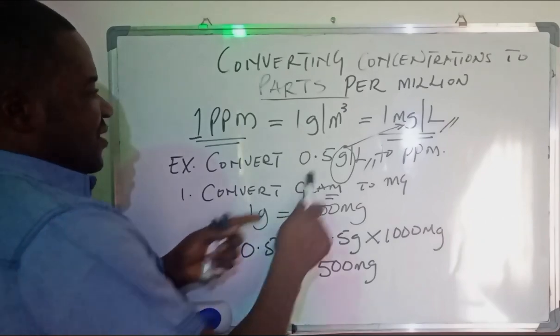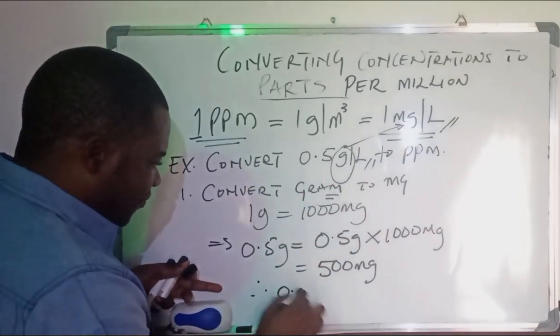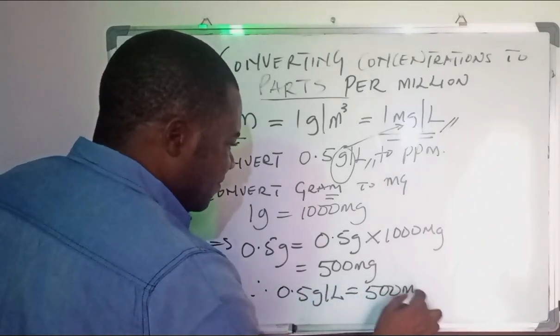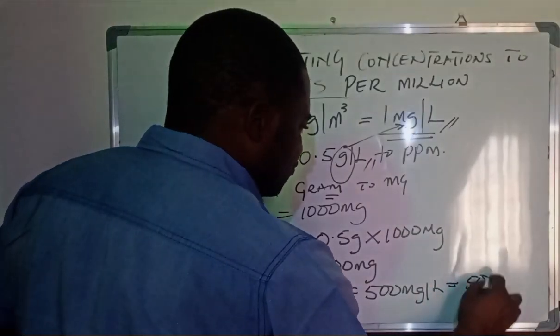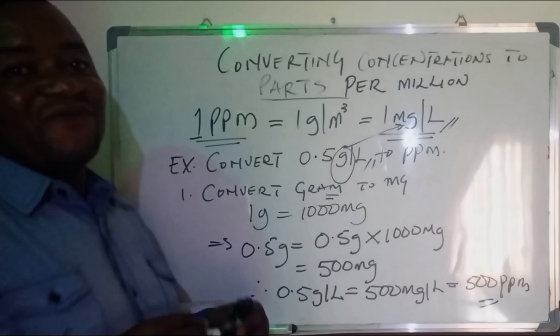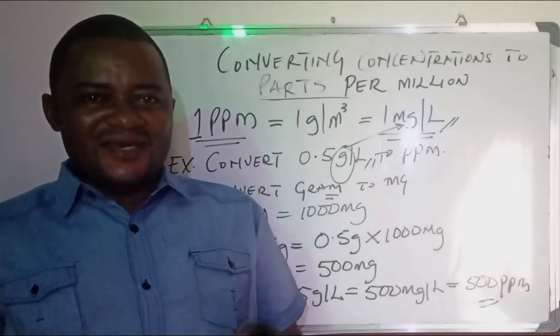That means that 0.5 grams per liter is equivalent to 500 milligrams per liter, and this is equivalent to 500 what? Parts per million. Did you see how the conversion is done? Very simple and so easy.